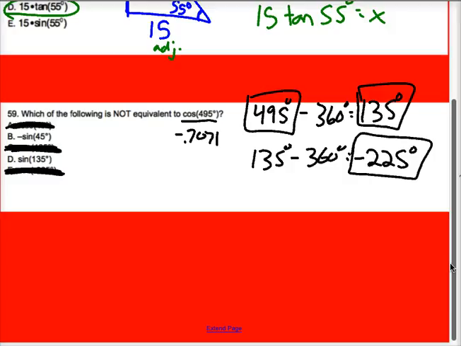So I'm going to scratch that off. I'm going to type in negative sine of 45 degrees, and it gives me exactly the same value. But when I type in sine of 135, it's giving me the positive of it. It's not giving me the same thing. So because it's not giving me the same value, I know that one is the different one, and that's going to be my solution.